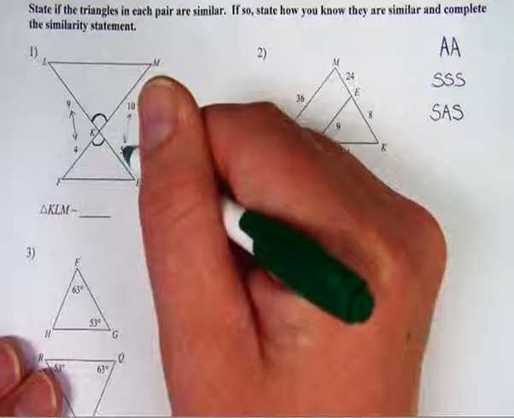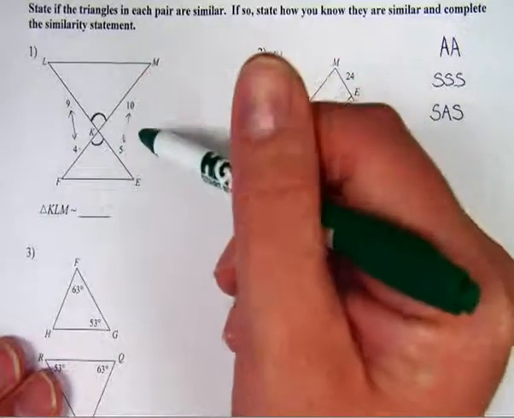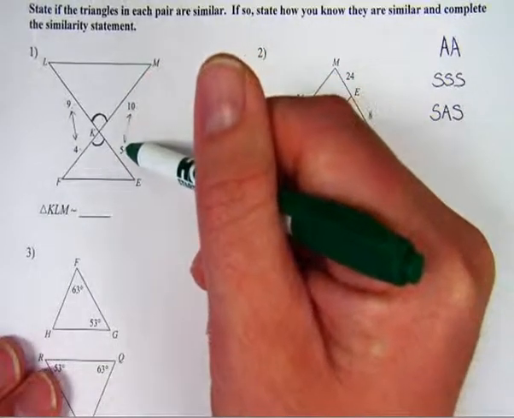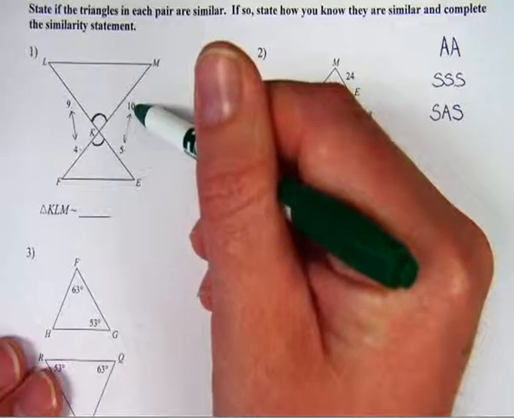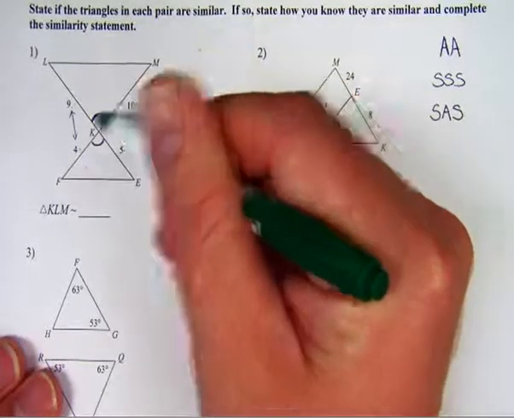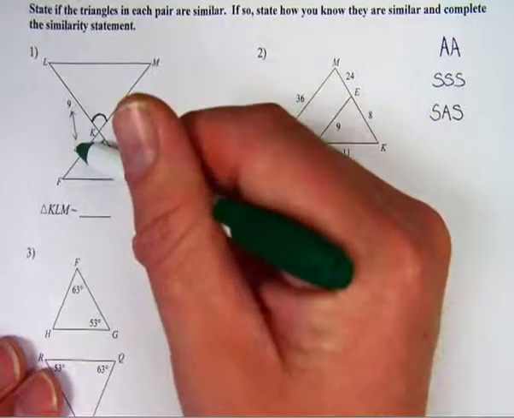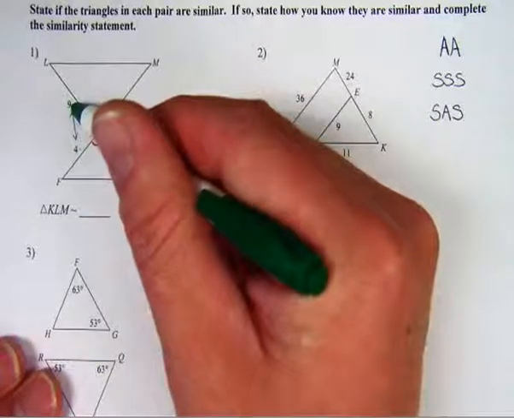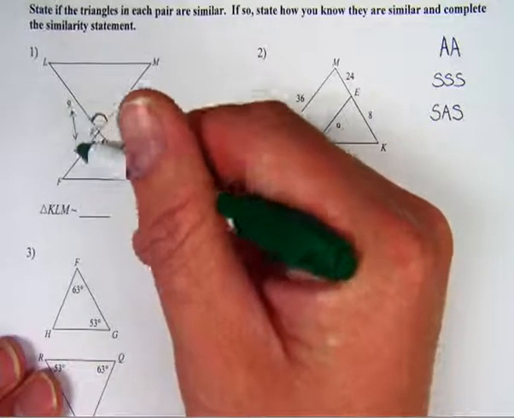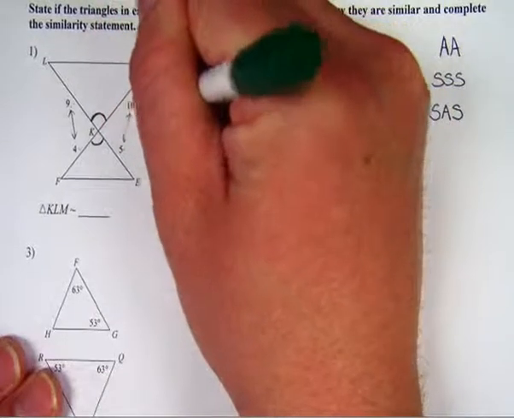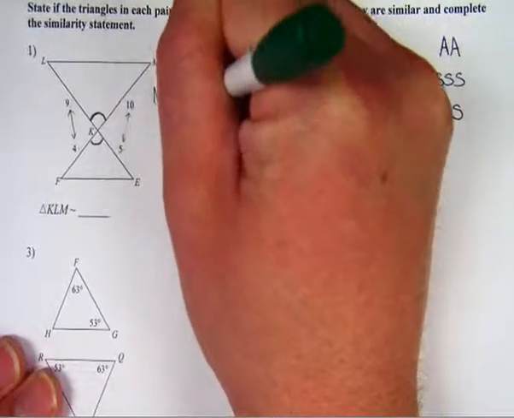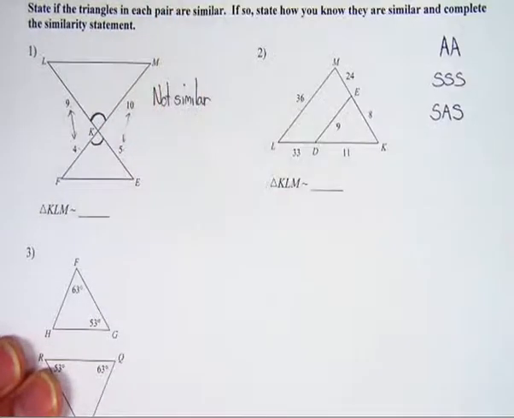So in order to go from 5 to 10, we need a dilation with a scale factor of 2. So our scale factor for this side would be 2. If these are proportional, we have to use the same scale factor over here. 4 times 2 would be 8, and so that is not going to be proportional. So we would say that these are not similar because the sides are not proportional.